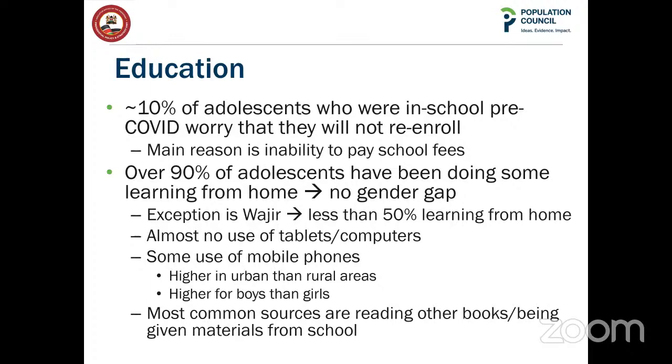Now, in Wajir, the digital divide had less to do with mobile phones and more to do with access to radio or TV, since almost none of the adolescents had access to phones. The most common sources of educational materials used for learning across these sites were reading books, which they or their parents had sourced, or materials given by their schools.